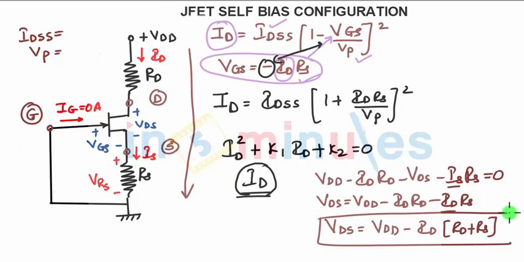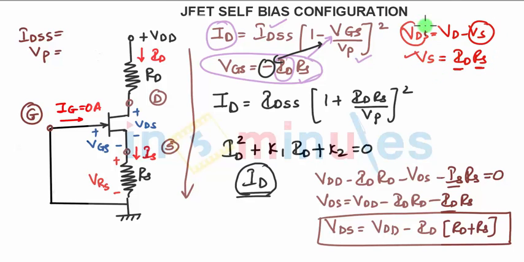So I have got VDS. Once I know VDS, I can find VD. VDS is nothing but VD minus VS. We know VS is ID into RS. So once you know ID, you can find VS, and once you know VS and VDS, you can find VD. Then since VG is 0, you know VGS is VG minus VS, so VGS and VS are the same.